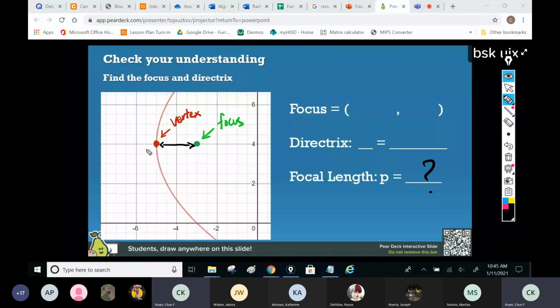You also have to figure out where the directrix is. Does it go this way? Does it go that way? And how far away is it from the vertex? So go to Pear Deck and give it a try.